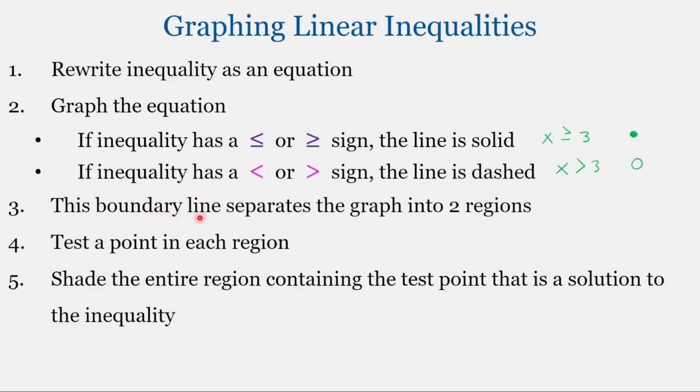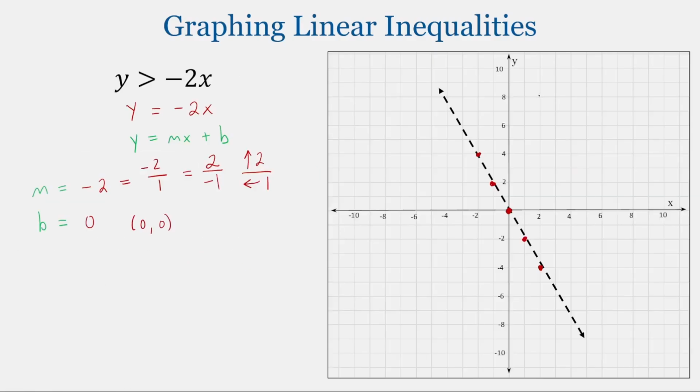So we now have a boundary line that separates the graph into 2 regions. Now we're going to test a point in each region. We're not going to test a point on the line. We test a point in each region. So I'll pick the point 2, 8 on this side of the line, and negative 6, 3 on the other side of the line.